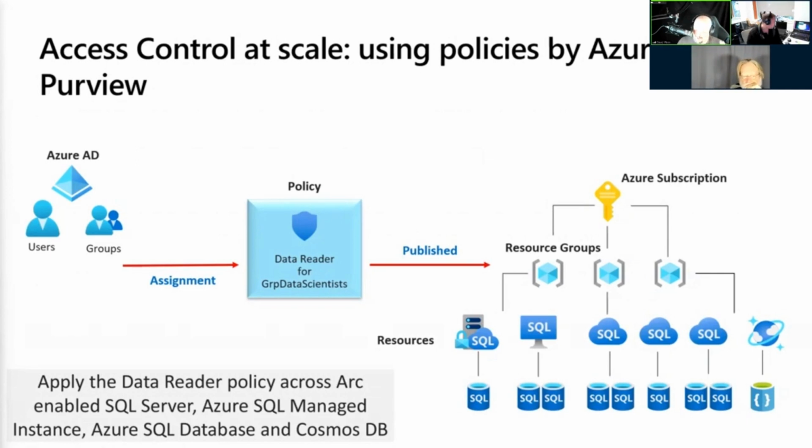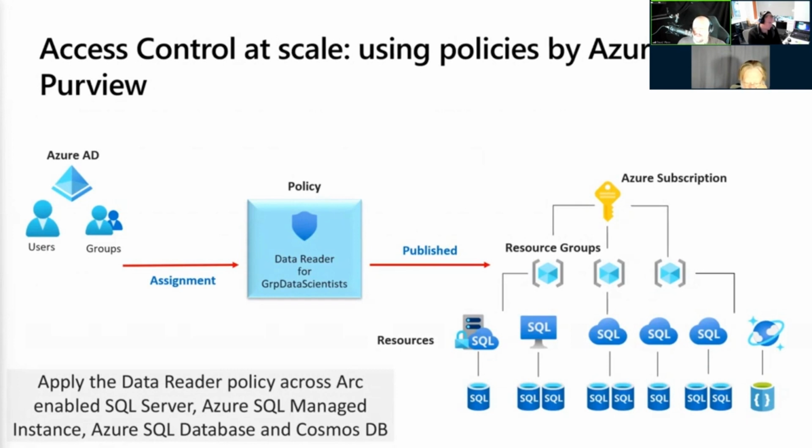Now, it could also be published to an entire, let's say, resource group or even a subscription. It's going to be like hundreds of SQL servers and databases all at once, right? So that would be probably the most effective and recommended approach. What's interesting is it can also apply to other data services such as Cosmos DB. So in the example shown here, we're applying this data reader policy to a group, and let's call it a group data scientist. It's an Azure Active Directory group, which is being applied to Arc-enabled SQL Server in this example, Managed Instance, Azure SQL Database, Cosmos DB, and SQL Server machines as well.